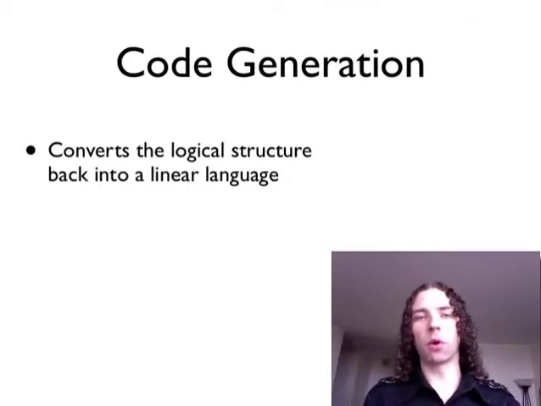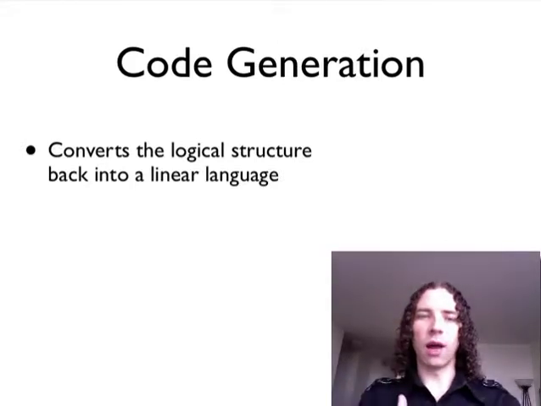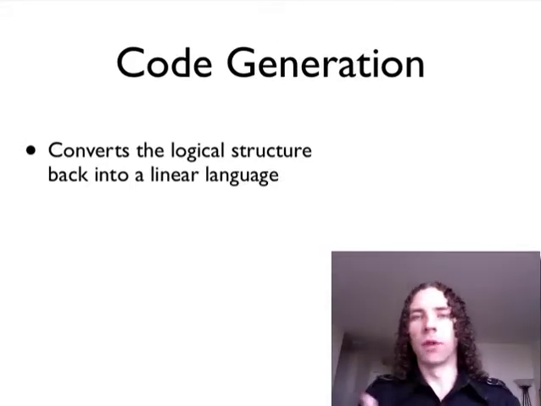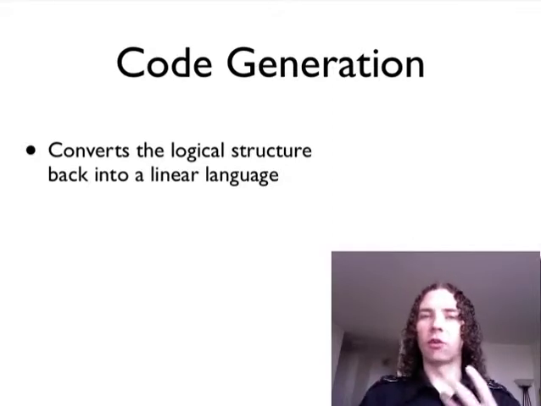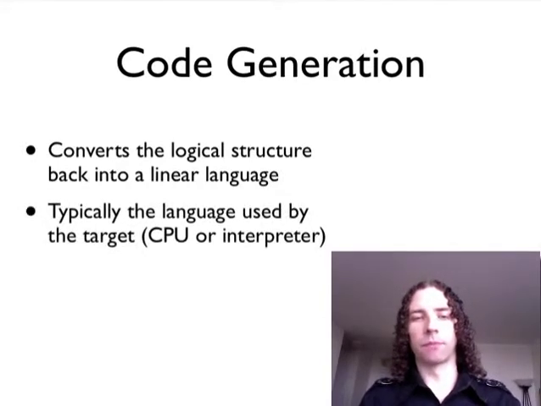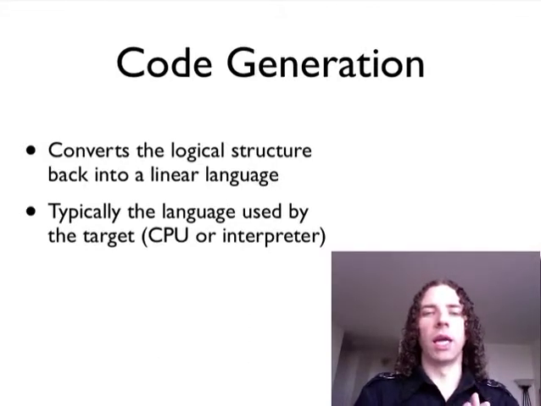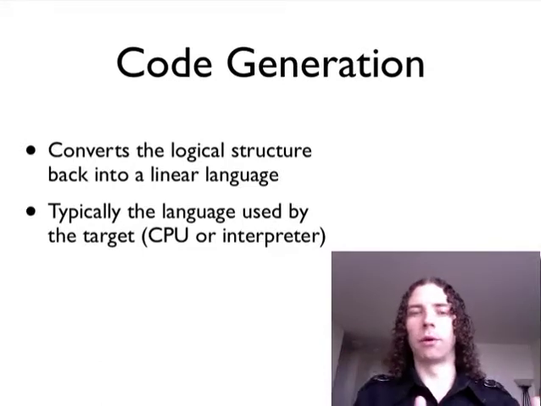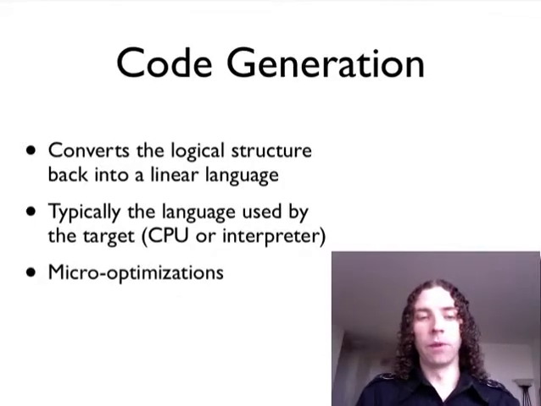This is the same way a computer works. There's sort of the logic of a program, what it's actually trying to do, and you're trying to describe that in a linear language, either for a CPU or for an interpreter, something like that. So it can read it back and try and understand what you were getting at. And of course, this is typically going to be the language used by whatever your target environment is. There's reasons why it might be something else, but generally it's going to be either the binary for your CPU or the language used by your interpreter, like Java bytecode or JavaScript minified script.